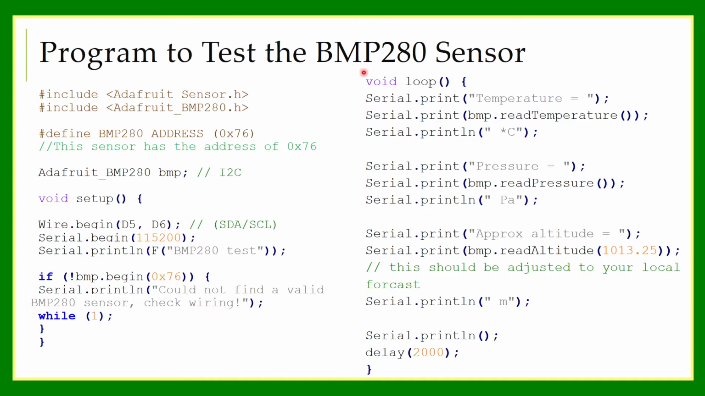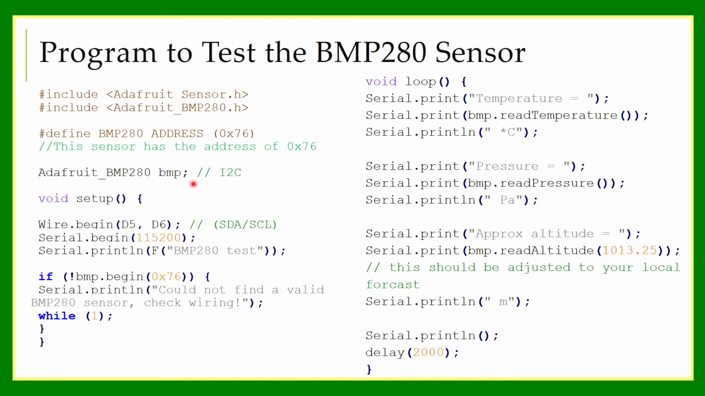So here is the program to test the BMP280 sensor. Again you have to include the proper libraries as seen in the top two lines. Then we have to declare the address of this sensor. As all I2C devices have different addresses and they all share the same bus, they must have different addresses to be able to communicate with them. Then we initialize the sensor like this.